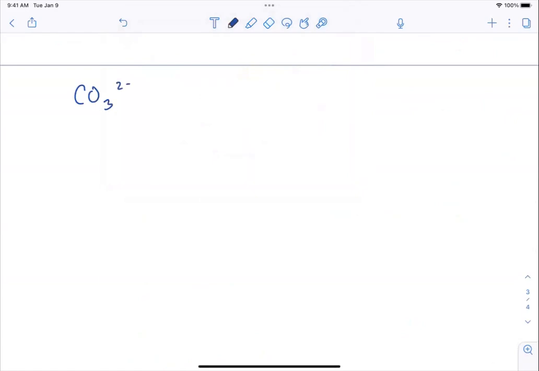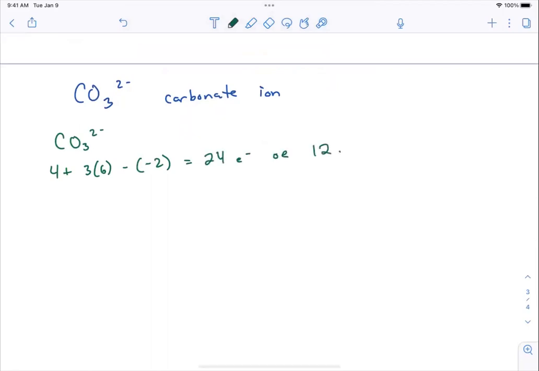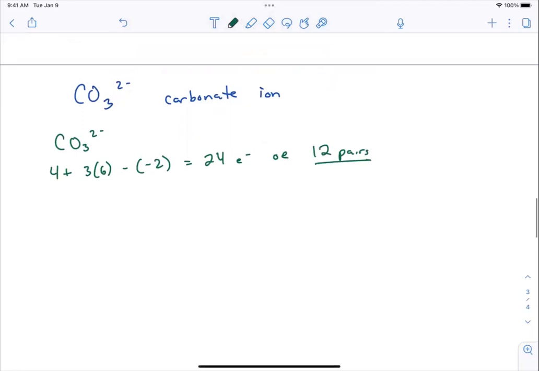CO3 2 minus, carbonate ion, for those of you that do not remember your polyatomics. Okay. So we start this way. C is 4. Oxygen is 3 times 6, minus -2 because a -2 means you gain 2 electrons. So that is 24 electrons or 12 pairs. That's our target goal.